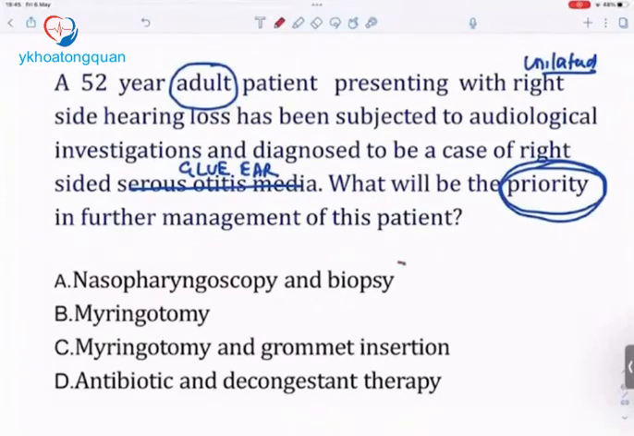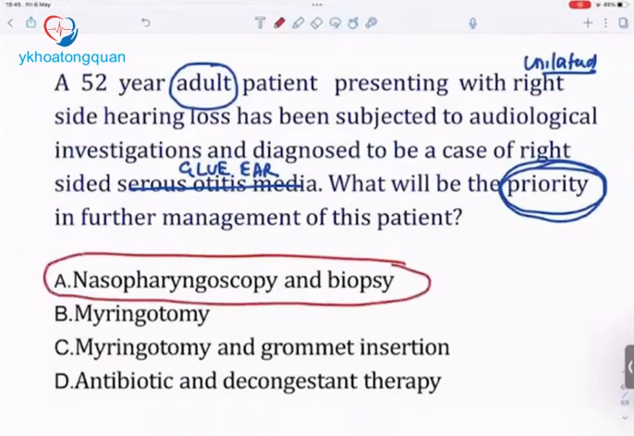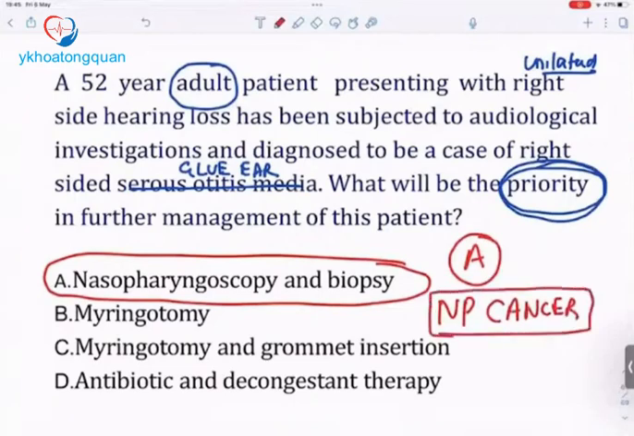Very good. Intelligent answer, and I'm very happy that people said A. The correct answer is A, because I have a suspicion of nasopharyngeal cancer. I told you, a child having glue ear is not a big issue. In an adult having single-sided glue ear, I have a suspicion of nasopharyngeal cancer. This is a very important message for Vietnamese doctors: if they see an adult patient with single-sided glue ear, nasopharyngoscopy should be done to rule out the possibility of a nasopharyngeal cancer. This is a very important message.